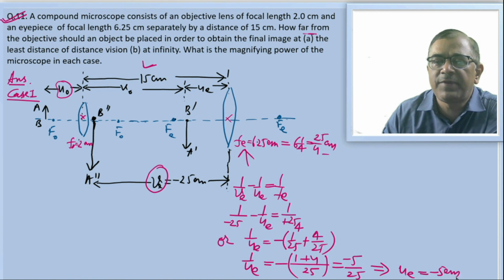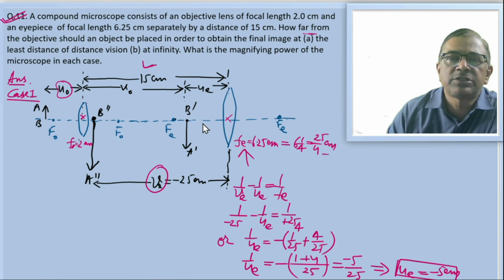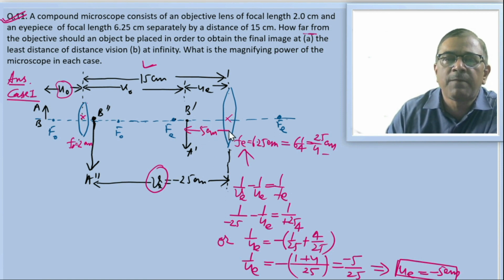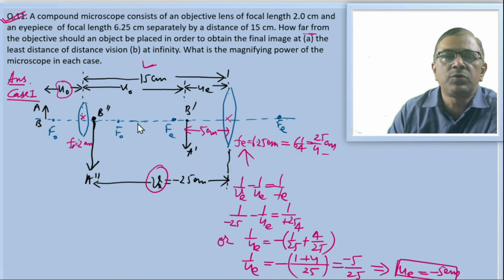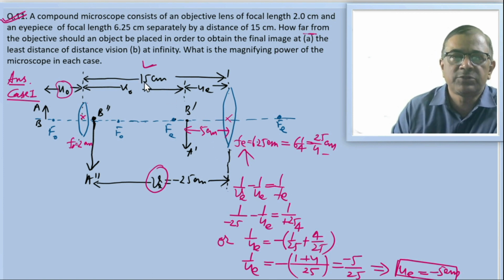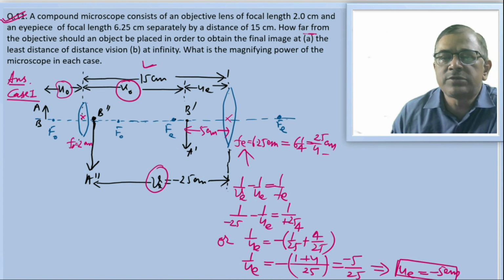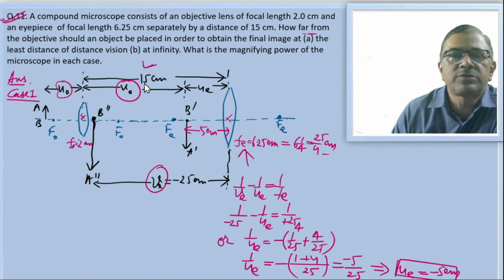Minus 5 centimeter. So this object A dash B dash is at a distance 5 centimeter before this eyepiece. The total distance between these two lenses happens to be 15 centimeter. So the distance of A dash B dash from this objective is VO equals to how much? VO, that should be equals to 10 centimeter.